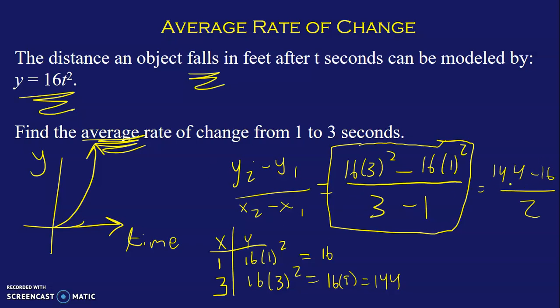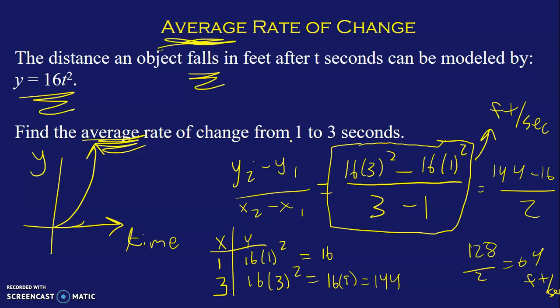Let's go a little bit further. 144 minus 16 would be 128 divided by 2, which would be 64. And I forgot up here I'm going to need a unit since it's in feet and per second. My unit here would be feet per second, or 64 feet per second. All right. So for average rate of change, all you need to do is figure out the slope of a secant line.